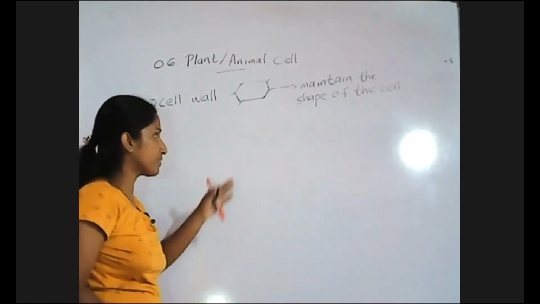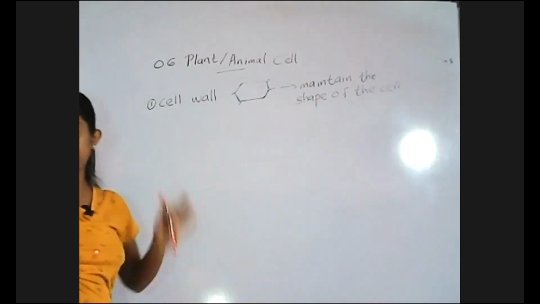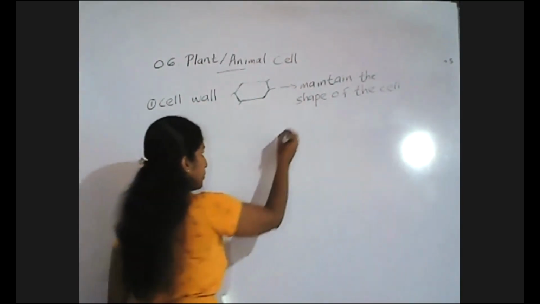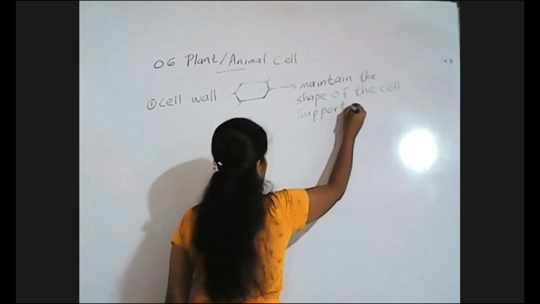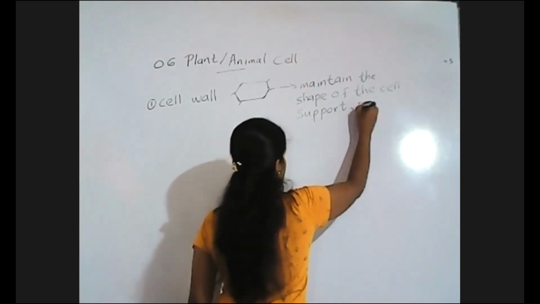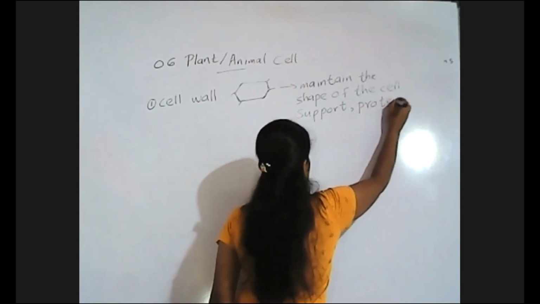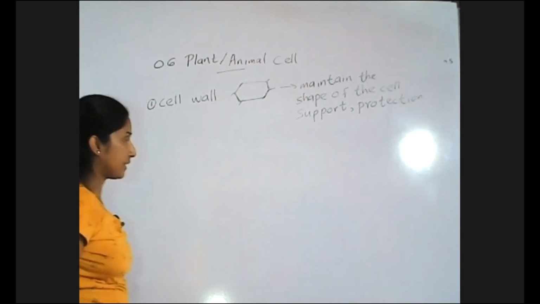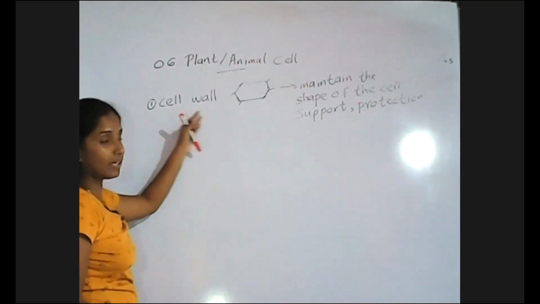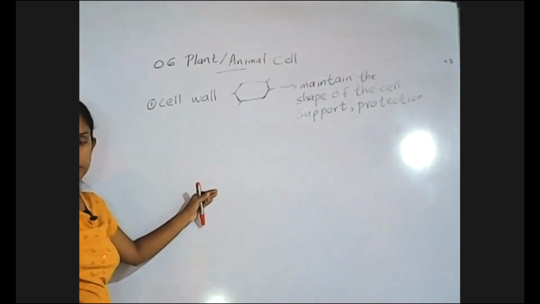Maintain the shape of the cell. Here cell means the plant cell, right? And it supports the cell, right? And it gives protection for the cell, right? In that way, you can write the functions of the organelles, right?